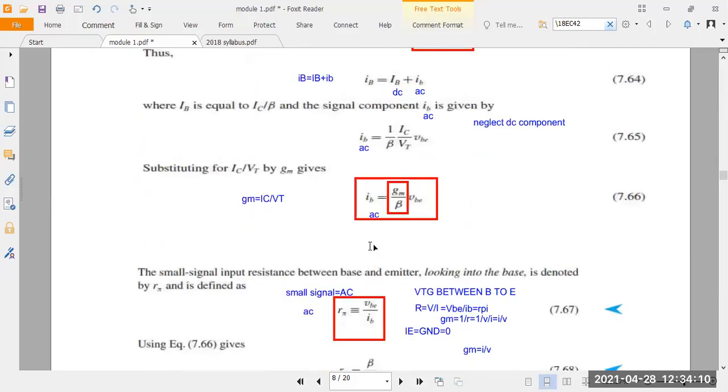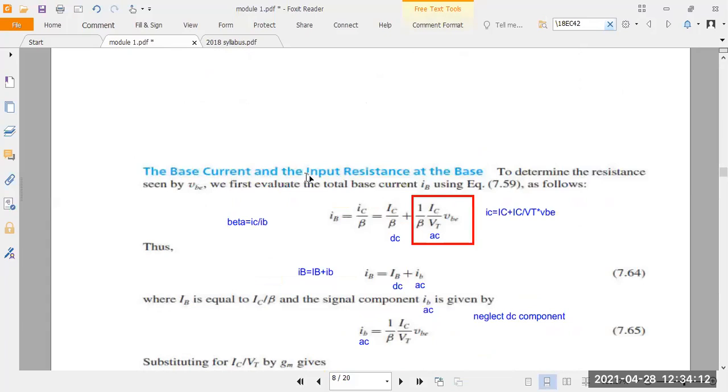Understood this one? So first you take base current and input resistance here, because for writing the small signal equivalent model, we have to find out the base current equation and the resistance value. First you take IB here. In that you'll get IC divided by beta. What is the beta equation here? IC divided by IB. IB you take outside, you'll get IC divided by beta.